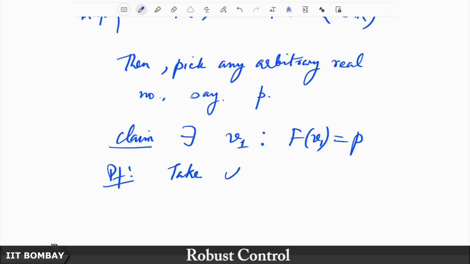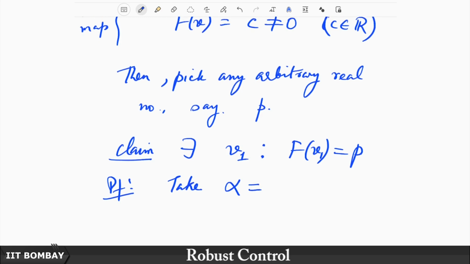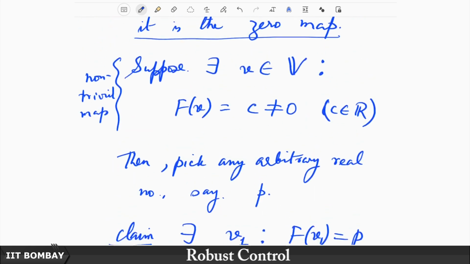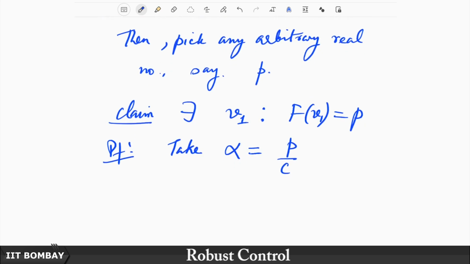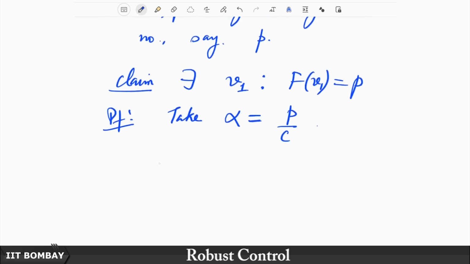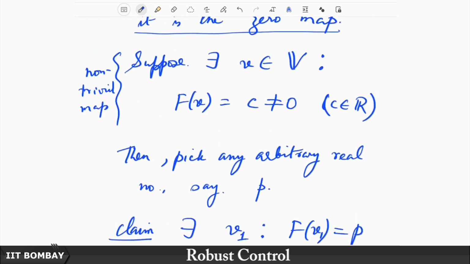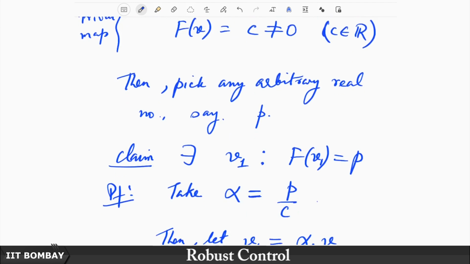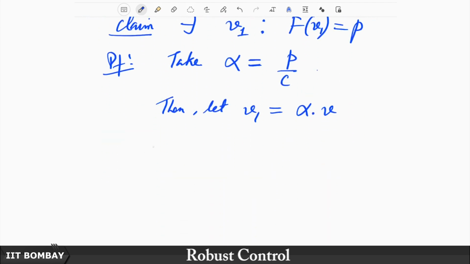Take alpha is equal to P by C. Remember, C is not equal to 0, so I can divide by C. So, take alpha is equal to P by C. Then let V1 is equal to alpha times V. What is V? V is basically that fellow which was mapped to a non-zero quantity C. Hence, f of V1 is equal to f of alpha V.